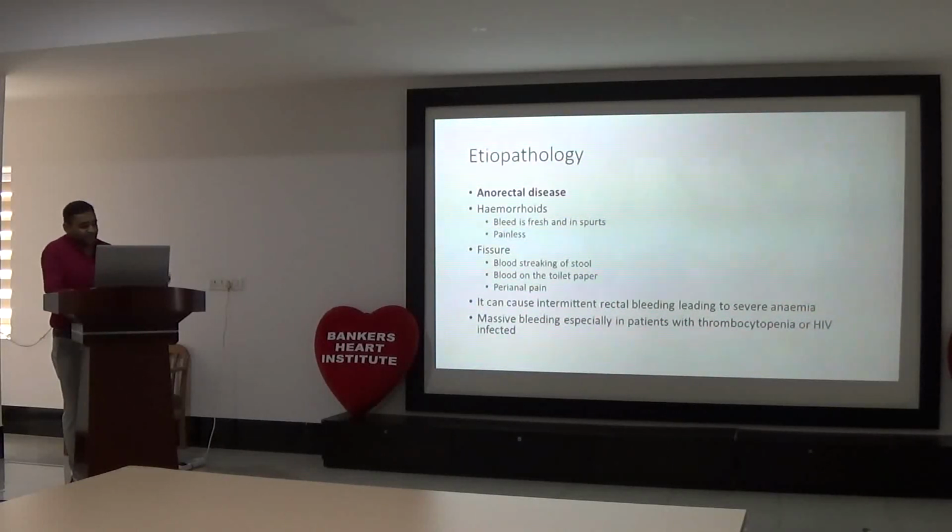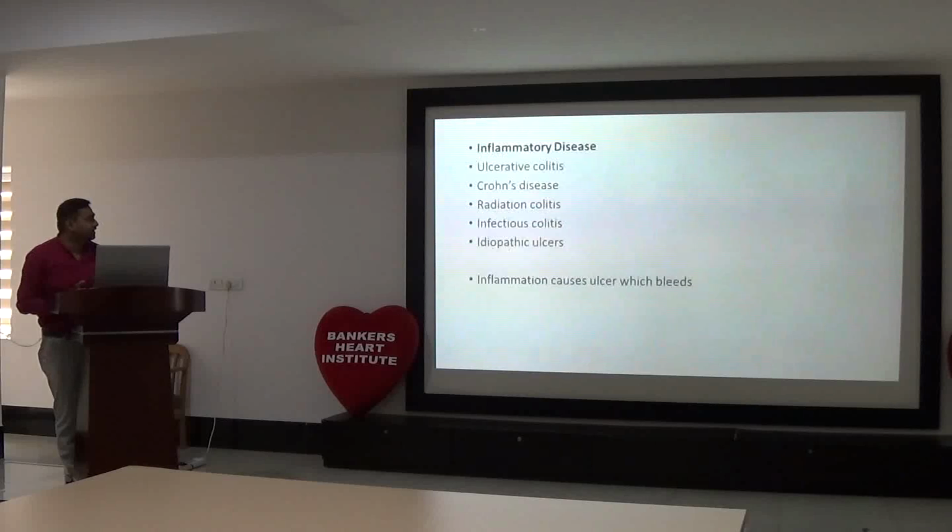This can cause intermittent rectal bleeding, but over time it leads to severe anemia. And when patients are on anticoagulants, or have thrombocytopenia due to any reason or syndrome, or are HIV infected, they may have massive bleeding. So in this type of patient, they should be treated early, or operated early as compared to other patients.